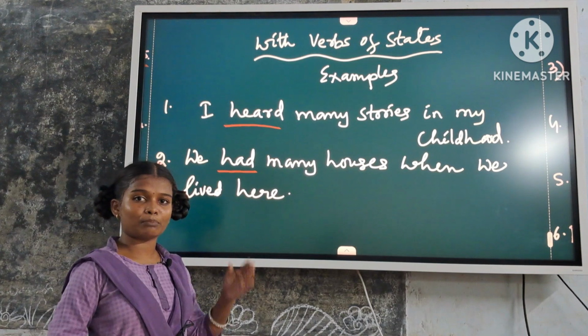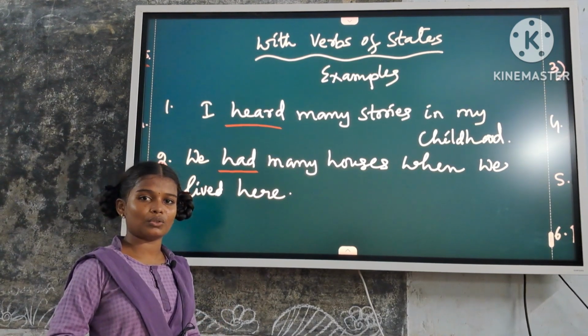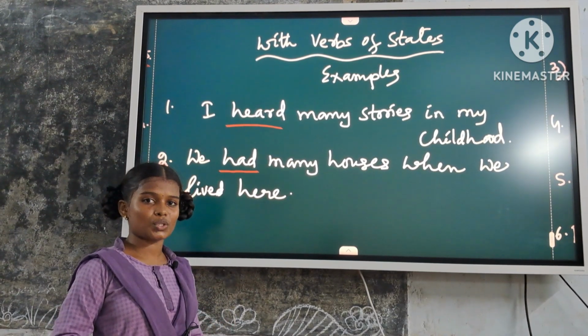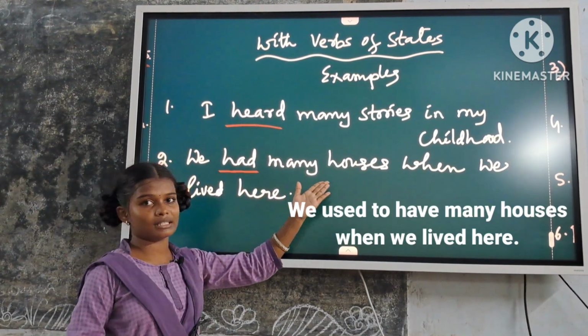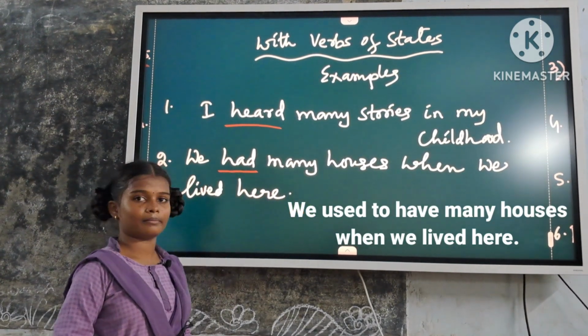That is verb of possession. So, we can use only used to. So, answer is, we used to have many houses when we lived here.